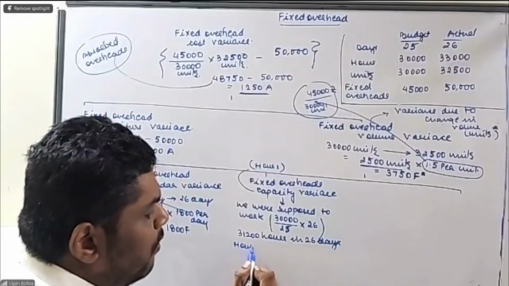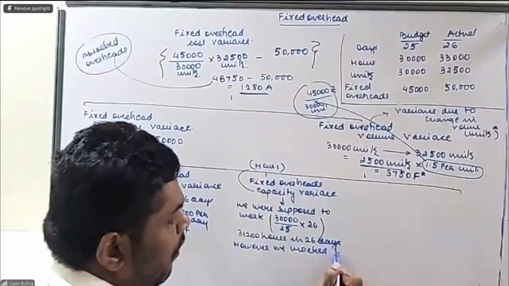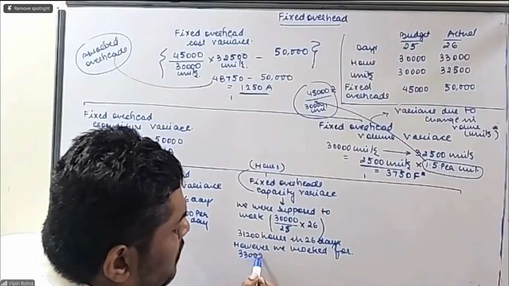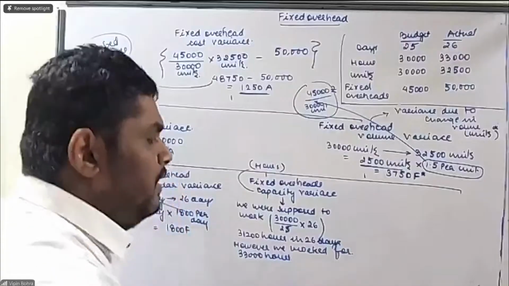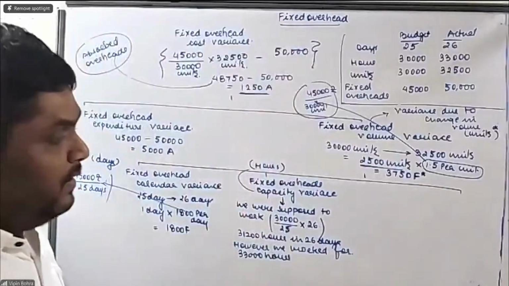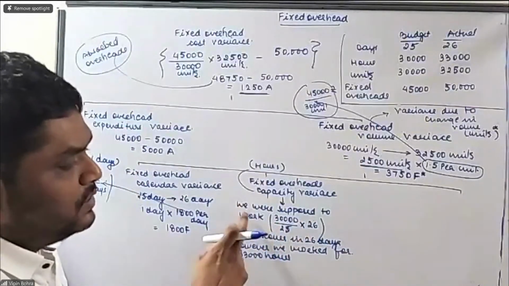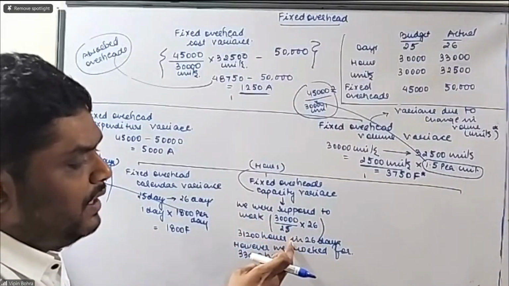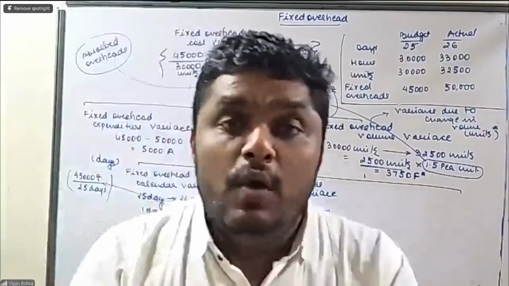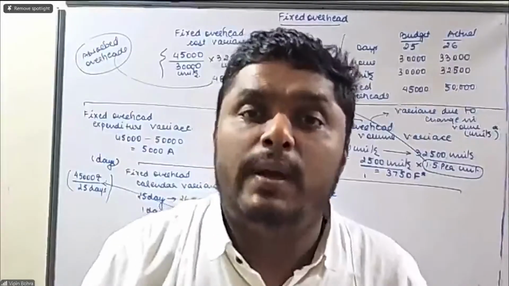However, we worked for 33,000 hours. In 26 days, we were supposed to work for 31,200 hours. However, we worked for 33,000 hours. It means in those 26 days, how much extra work did we do? 1800 hours we worked above our capacity.